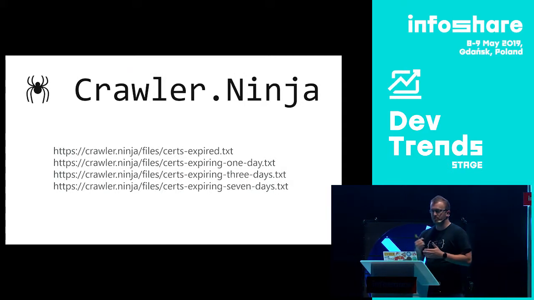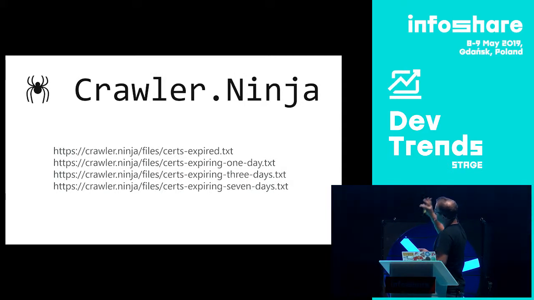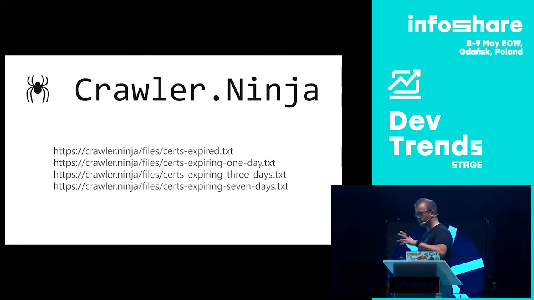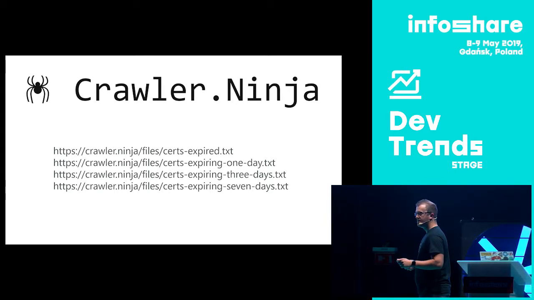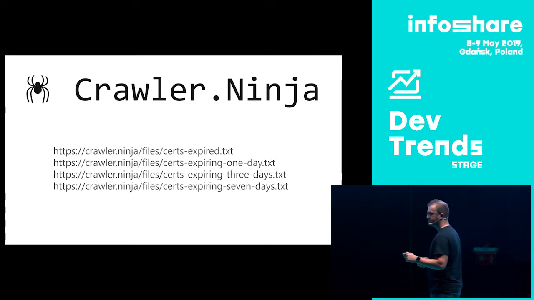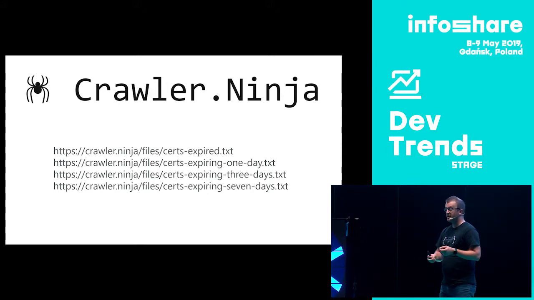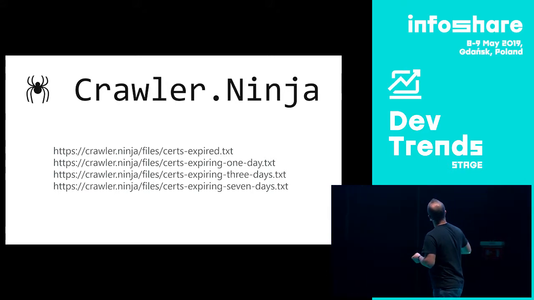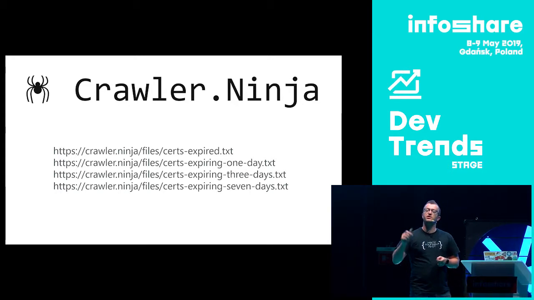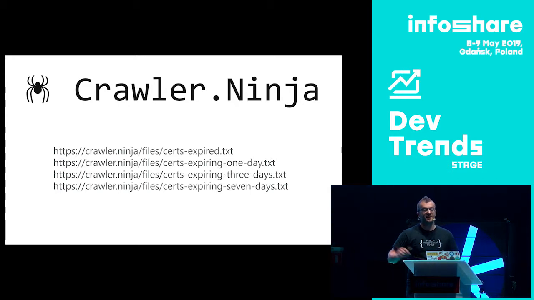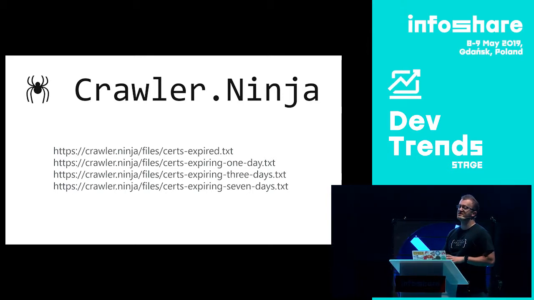Now, to try and put some context onto this, I also run a separate project online. Crawler.ninja is the website. I crawl the top 1 million websites in the world every day and look at countless different aspects of their security. One of them is, how long do they have until their certificate expires? And as you can see here, I produce some raw data files: 7 days, 3 days, 1 day, and sites that are currently online using an expired certificate. There's a surprisingly large number of websites in that list.